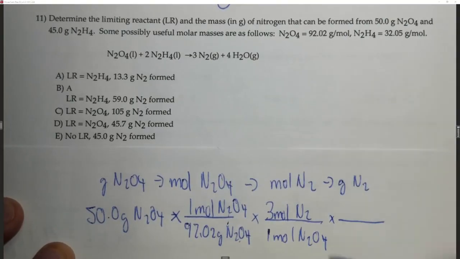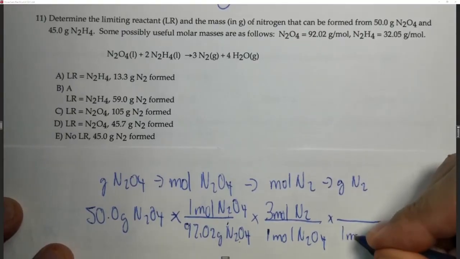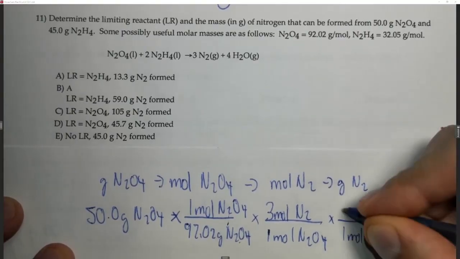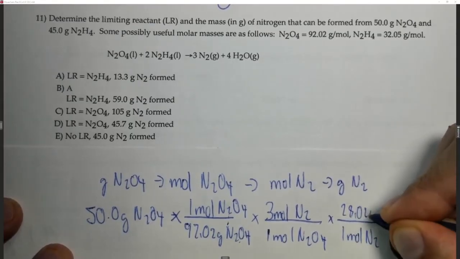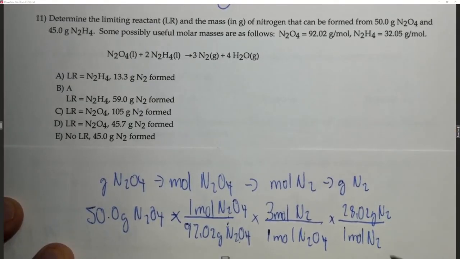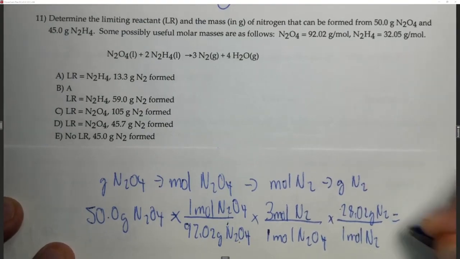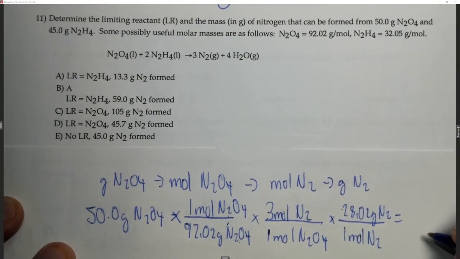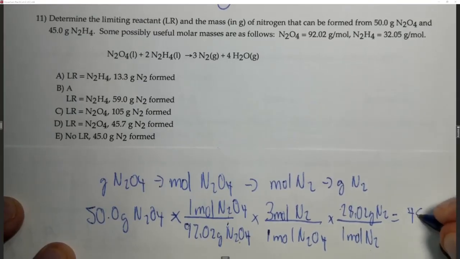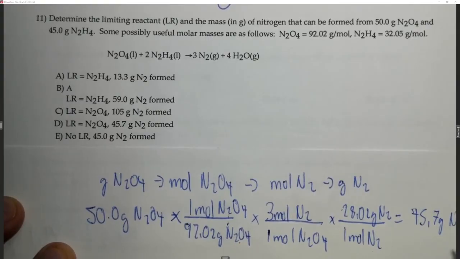Then finally we want to convert to grams of N2 using the molar mass of N2, which is not provided, but since it's just N2 you could just double 14.01 from the periodic table, and you put 1 mole of N2 on the bottom and 28.02 grams of N2 on the top. Note that you do need to double it because it is N2. So you don't want to use 14.01 here, you want to use 28.02. When you do all that math, you find to 3 sig figs that you have 45.7 grams of N2 formed.